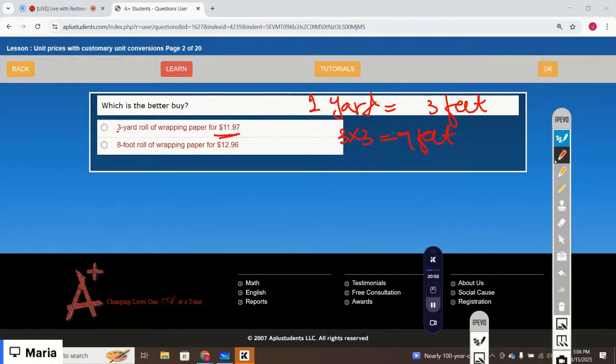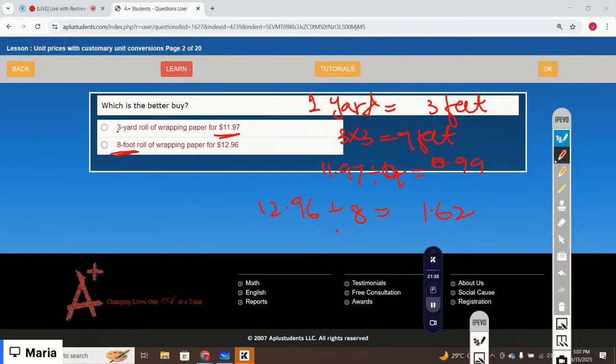So 11.97 divided by 9, because you need to calculate the answer per foot. So that is 1.33. Now here you have already 8 feet. So calculate the price per foot, that is 12.96 divided by 8. 12.96 divided by 8 is 1.62.